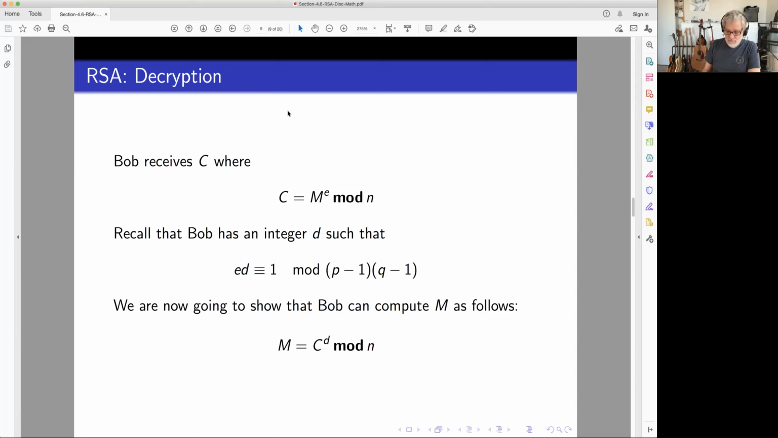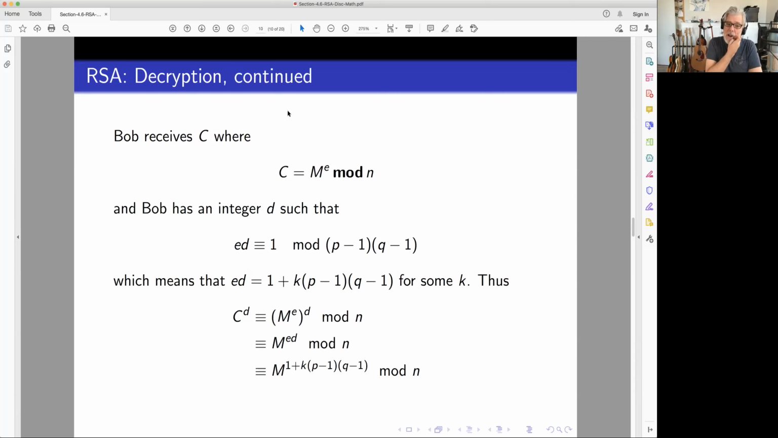Okay, well, it's actually pretty easy. It's easy to tell you what Bob needs to do, but what's not so obvious is why it works. So again, C is M to the power E mod N. This is what Bob receives.